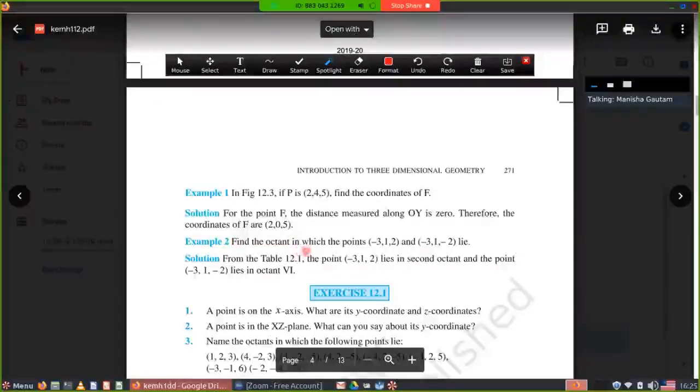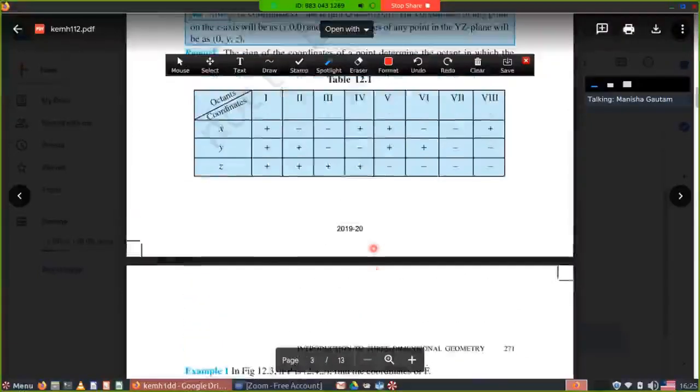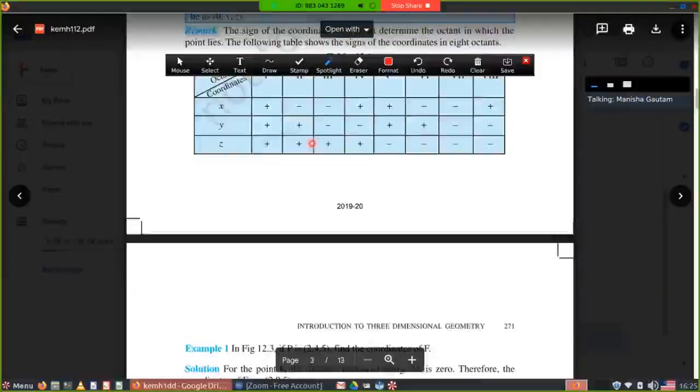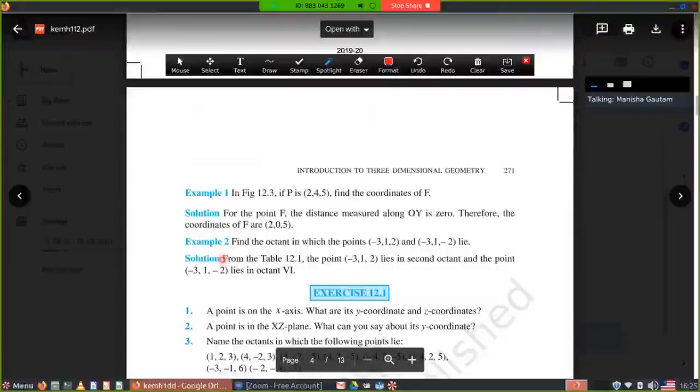Find the octant in which the point lies. The first is negative, and the others are positive. The second octant will be there. Check the answer. Second octant. And when the first and third are negative, that will lie in the sixth octant. You just have to learn the pattern of the table, and you can find in which octant the given point is lying.